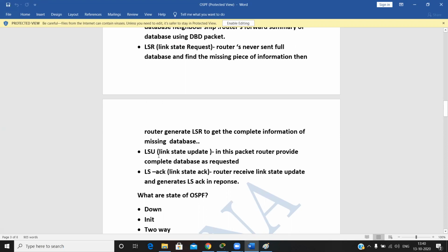After that, when a router receives an LSR, it responds with the LSU packet. In this packet, the router provides the complete database as requested. And then in the last, the router receives the link state update and generates an LS ack in response.